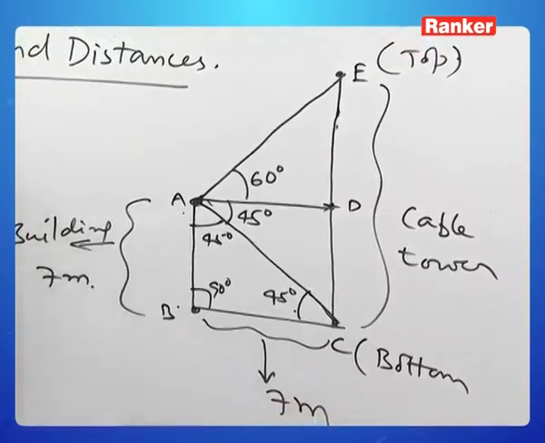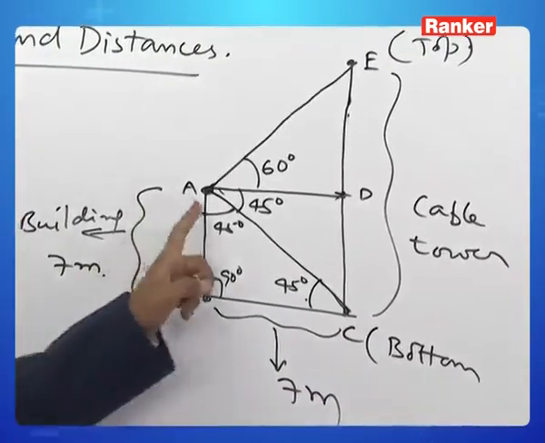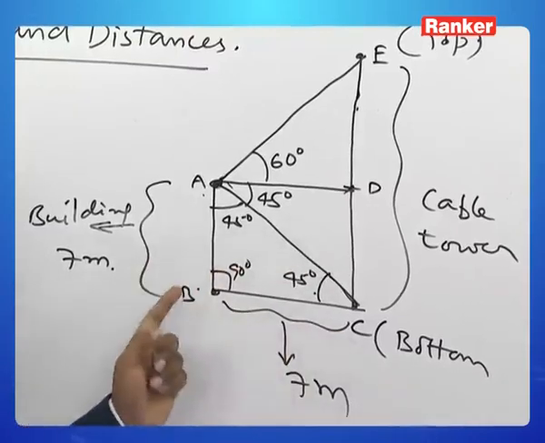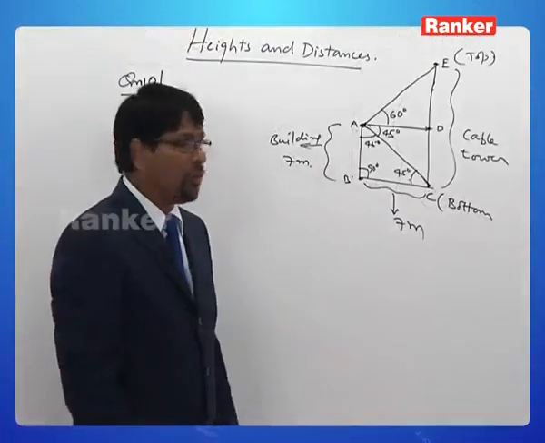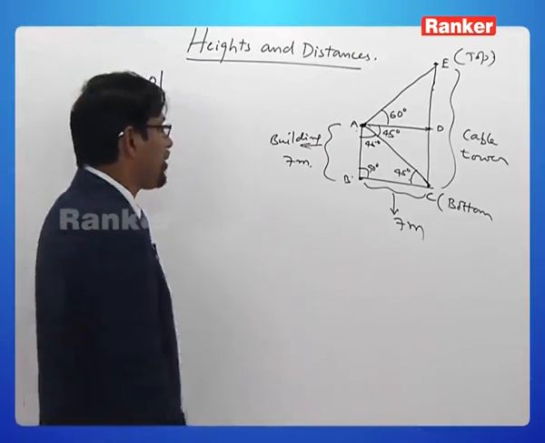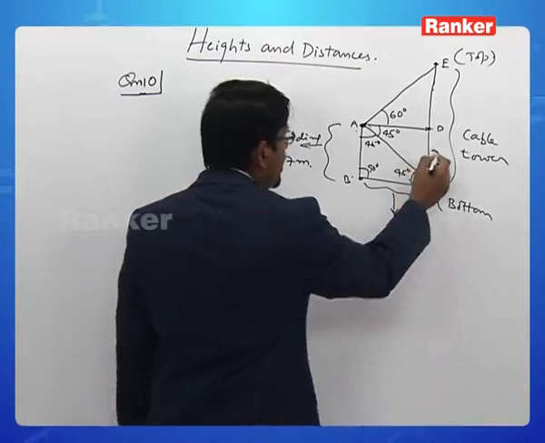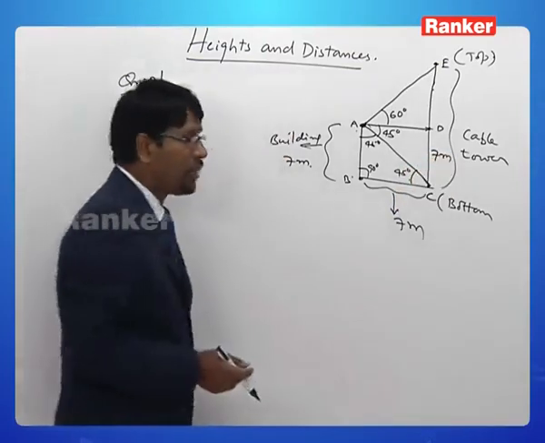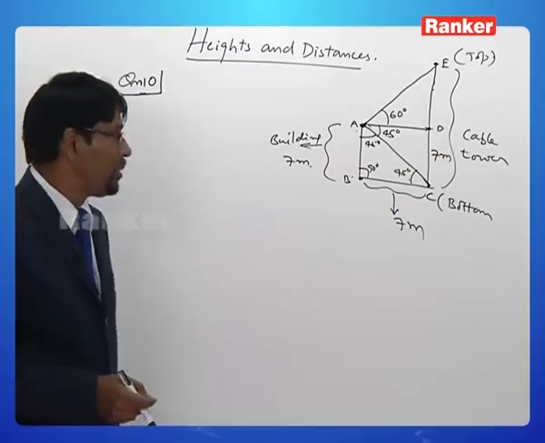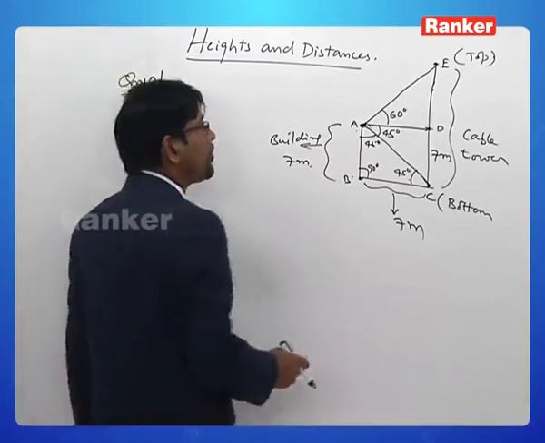This is an observation that we make. AB by BC is tan 45, that is equal to 1. So AB is equal to BC. So BC is 7 meters here, and this is also 7 meters. It's kind of forming a square here. ABCD is forming a square. So we have 7 meters here.